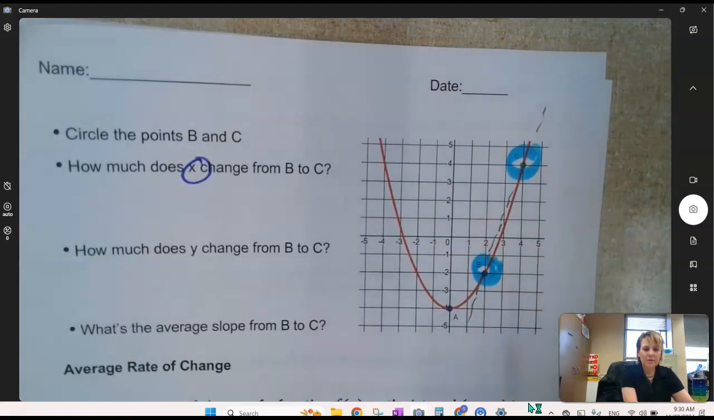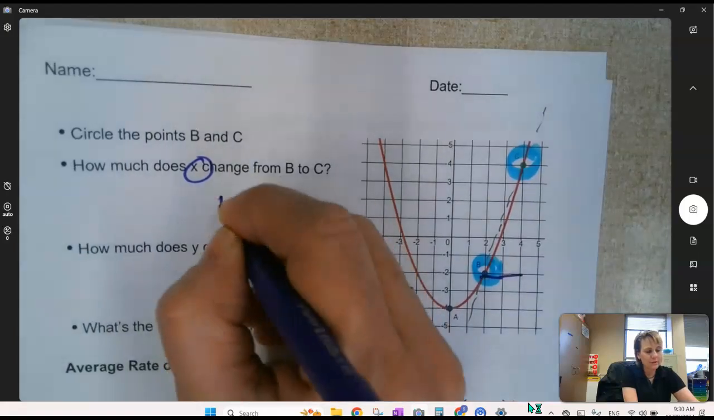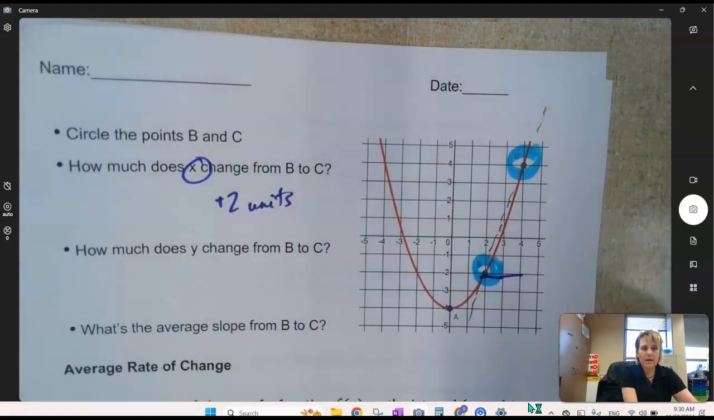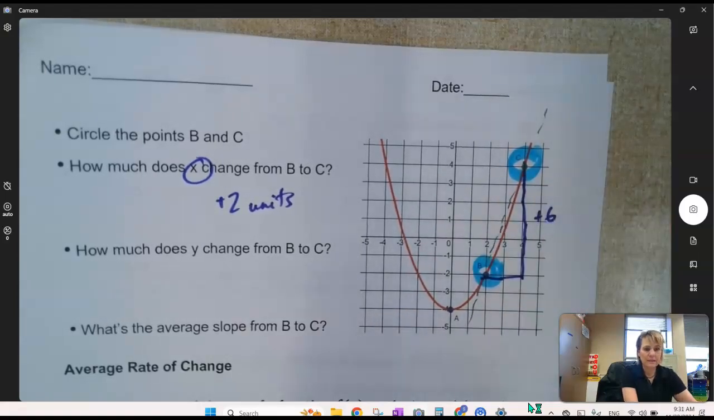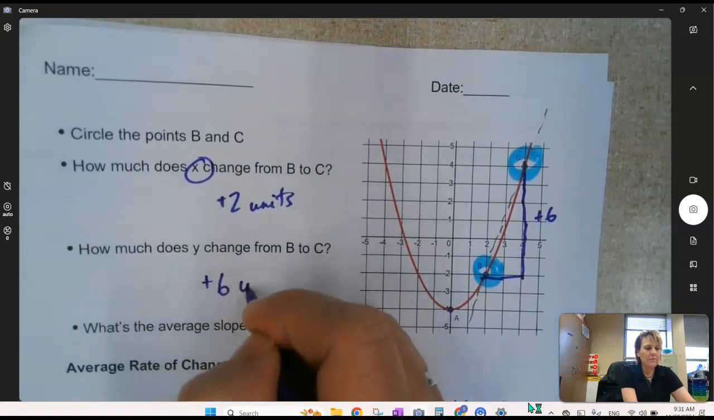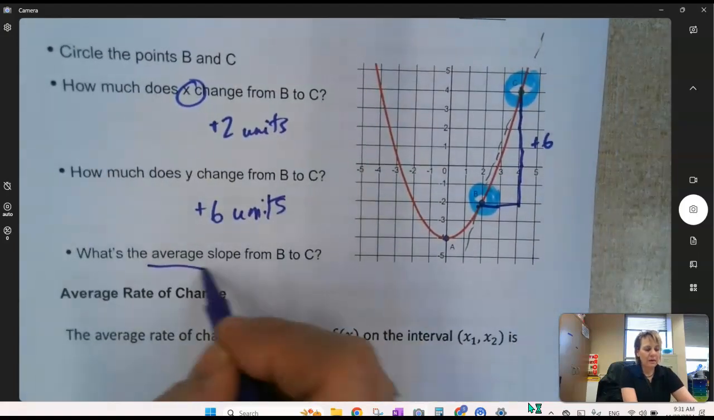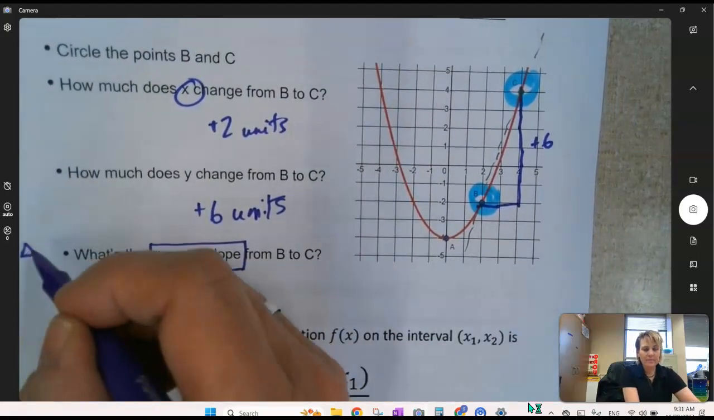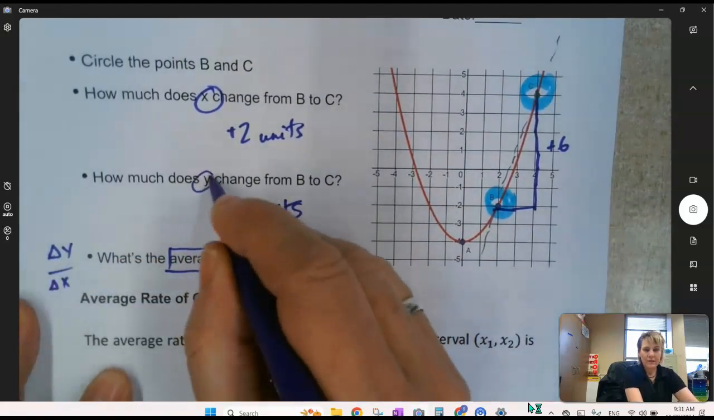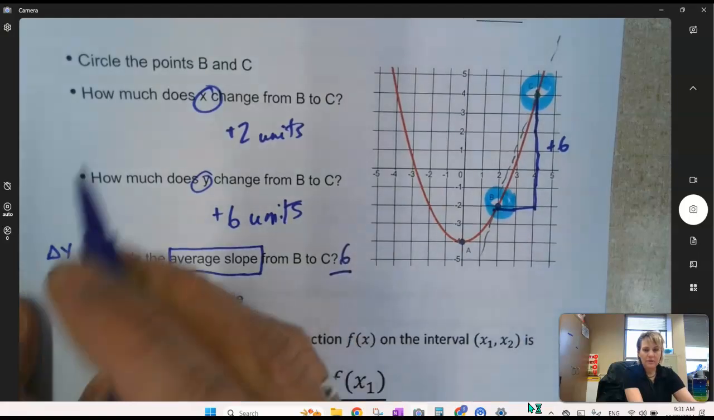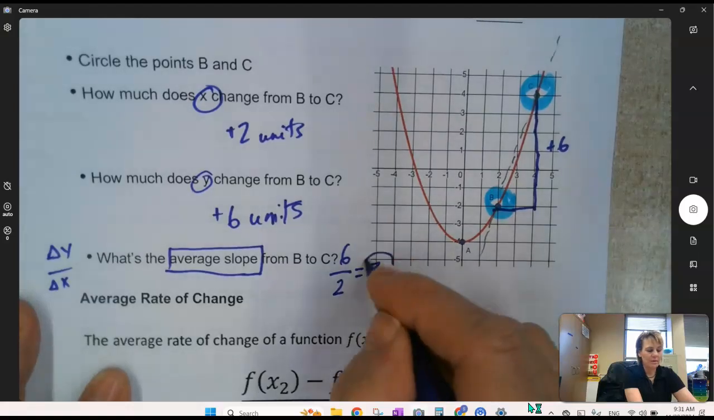How much does x change between B and C? We're going horizontally 1, 2 units. And we're going vertically 1, 2, 3, 4, 5, 6 units. So we're going up 6 units. So the average slope again is the change in y over the change in x. The y change was 6. The x change is 2. So our average rate of change is 3.